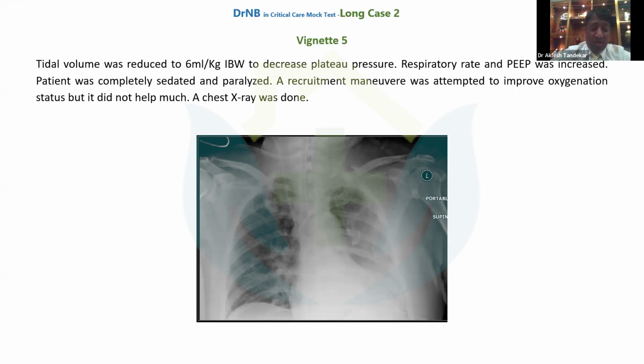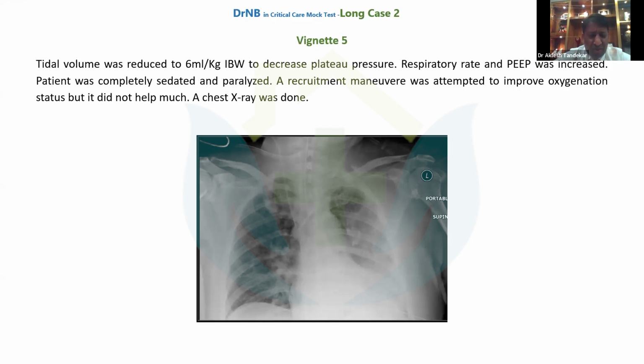Okay. You would like to go for high frequency oscillatory ventilation? No, as per the OSCILLATE and OSCAR trial, there is no recommendation for HFOV. Okay. What is your fluid strategy in this patient? I will go for a conservative fluid strategy, maintaining negative balance.